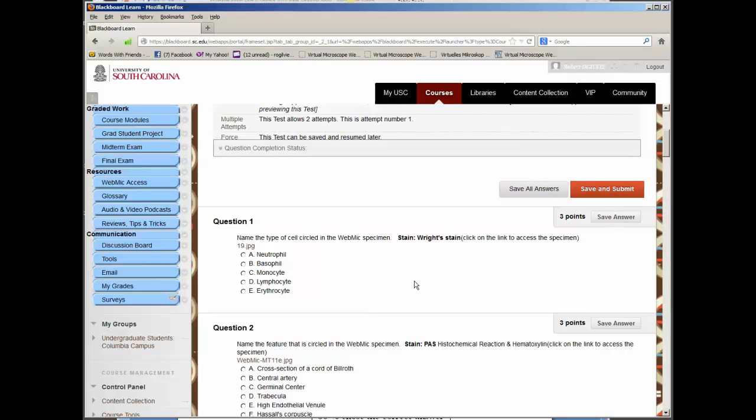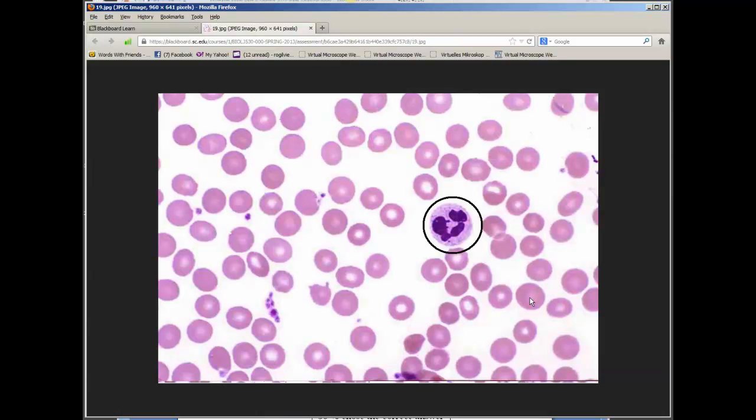So the first question, and it may not have been the first one in yours because we randomized these questions, was: name the type of cell circled in the web-like specimen. Now, you must remember, some of you forget that when we ask for a cell type, we want a cell type. It's not as important here where you have only cell type choices, but if you have to type in the answer, don't type in a tissue when we ask for a cell type.